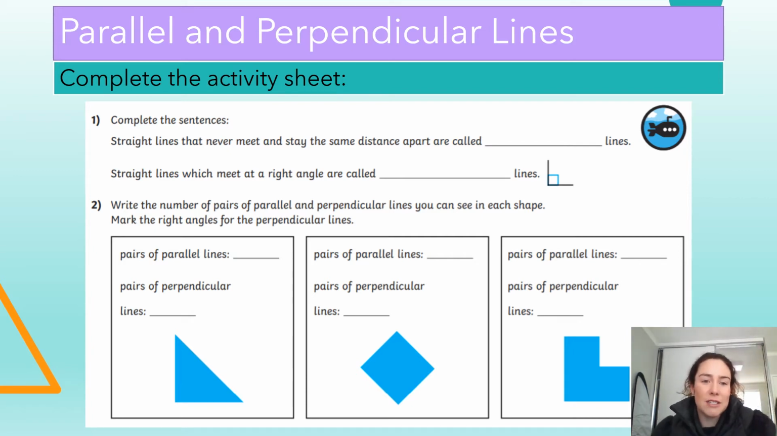The next question says, write the number of pairs of parallel and perpendicular lines that you can see in each shape. Mark the right angles for the perpendicular lines. If you're not printing this, that's absolutely fine. But what you can do is draw your triangle, your rhombus, and your other irregular shape here. And then you can draw on your symbols for parallel lines and perpendicular lines. Just remember as well, some of the shapes might not have any of those things. Some of the shapes might not have parallel lines, and that's okay. You would then just put 0.